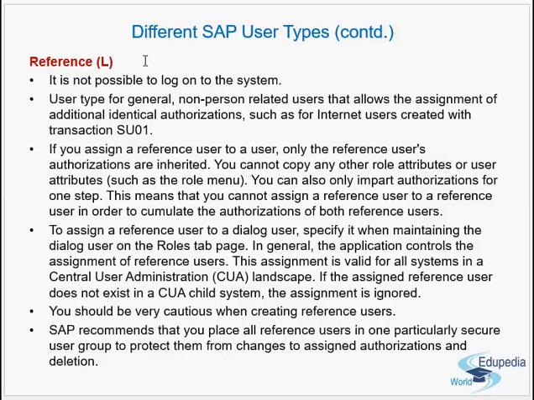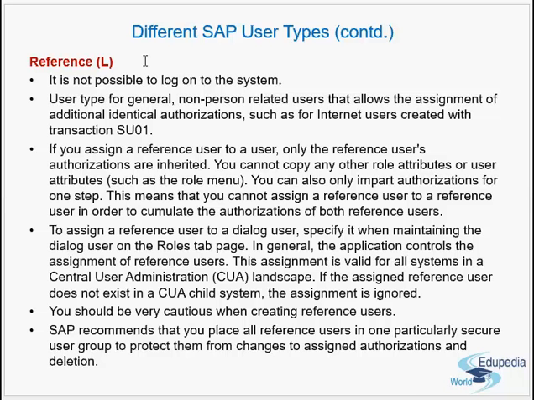Now to assign a reference user to a Dialog user, specify it while maintaining the Dialog user on the role tab page. In general, the application controls the assignment of reference users. This assignment is valid for all systems in CUA. If the assigned reference user does not exist in a CUA child system, the assignment is ignored. So if you want to assign this reference user ID to a Dialog user, you have to specify it on the roles tab page while maintaining the Dialog user.